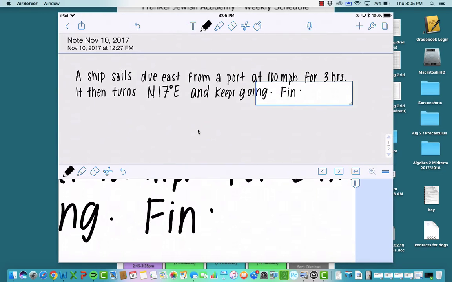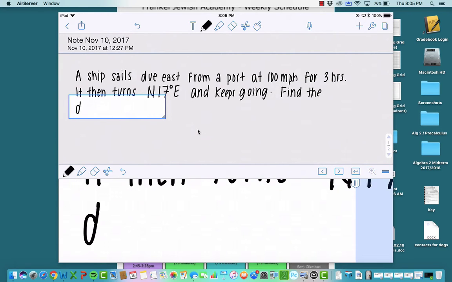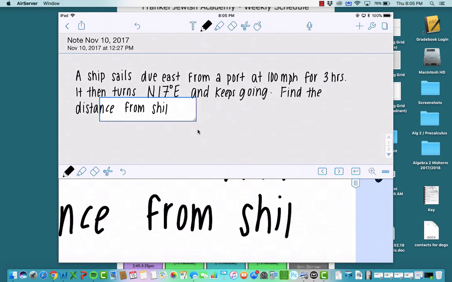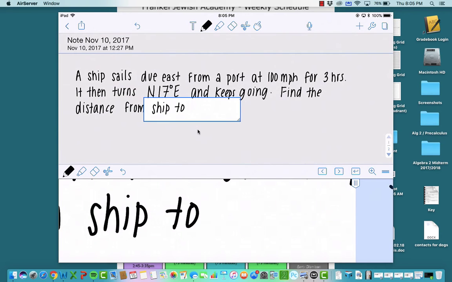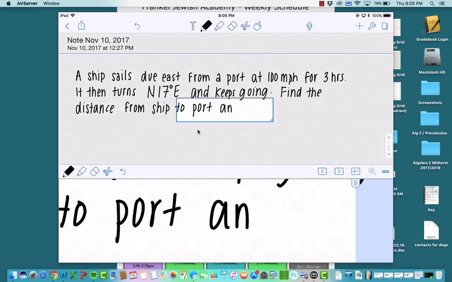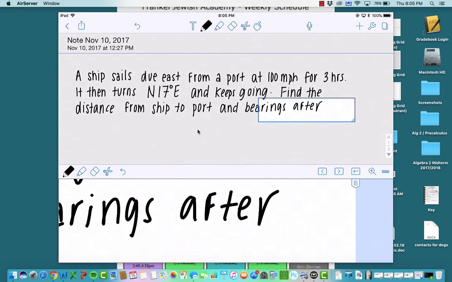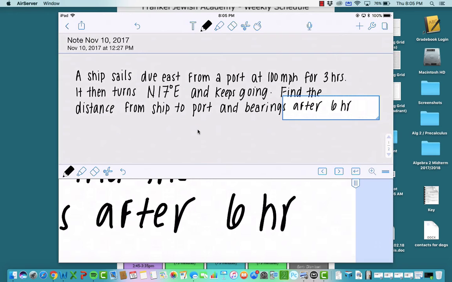Find the distance from the ship to the port and the bearings after 6 hours of travel.